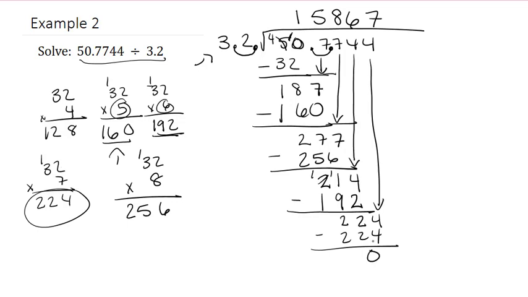So now we go back to our problem as we are done dividing, and we need to bring that decimal straight up. Now we move that decimal over to the right of that first 7. So what we do is we're going to bring that decimal straight up and make it equal to 15.867, and that would be our solution.